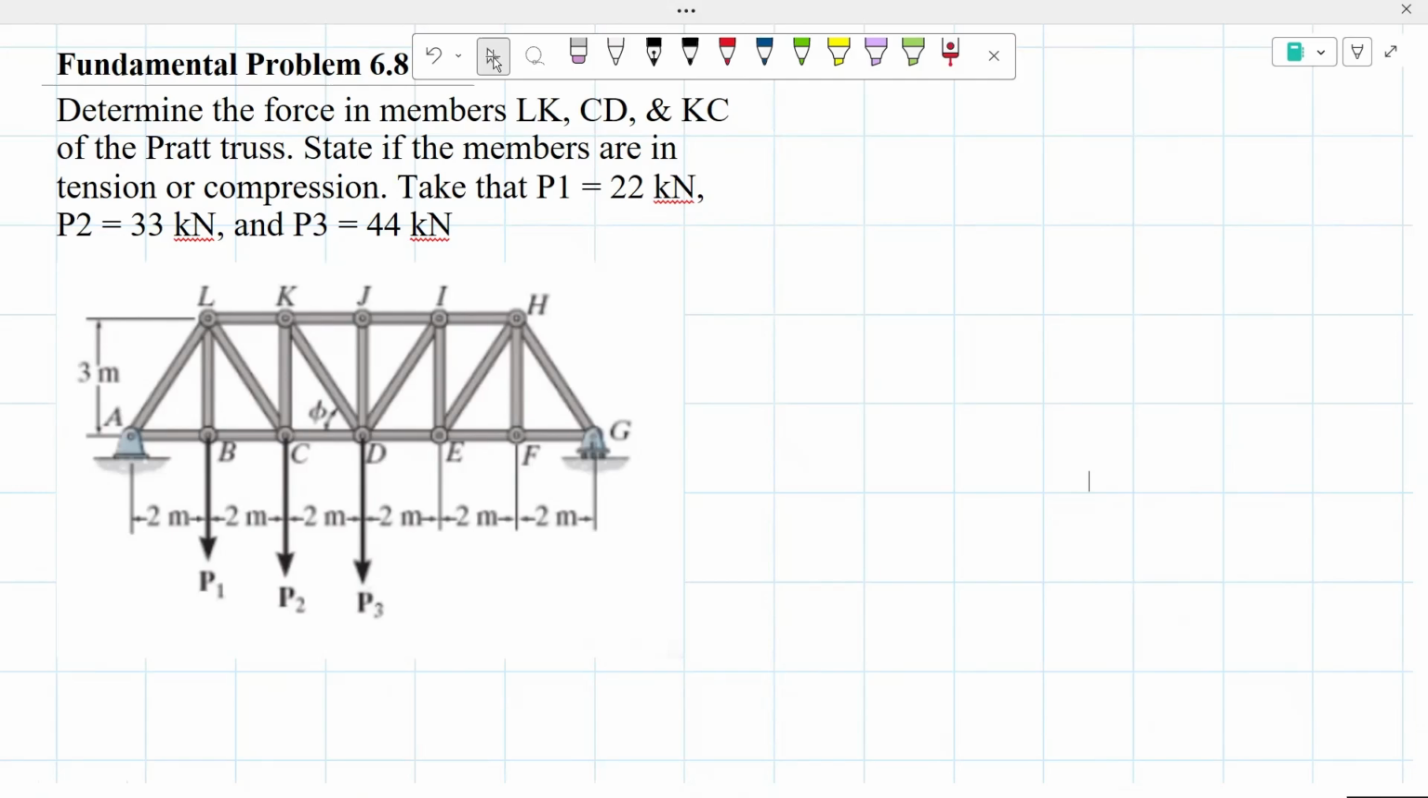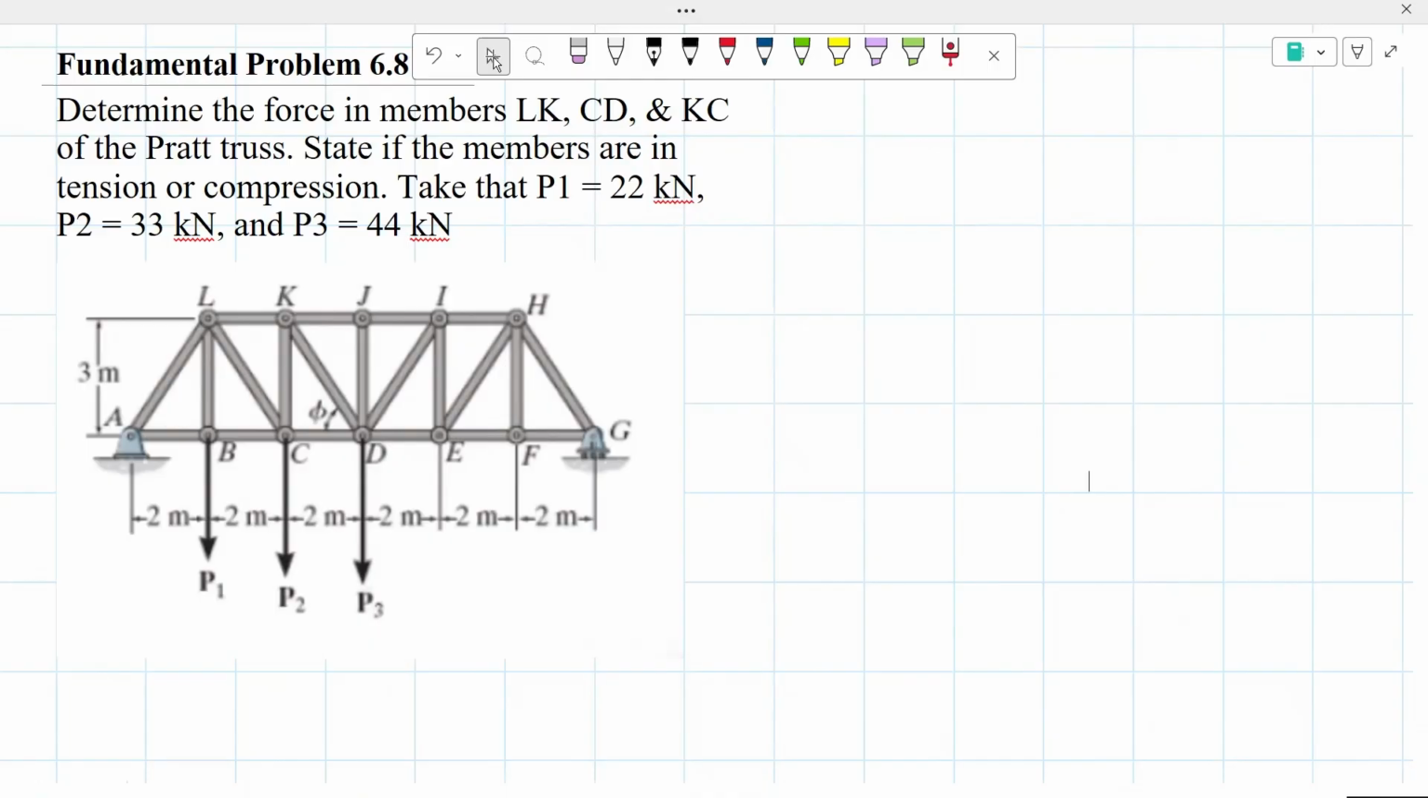Hello everyone, today we're going to be working on fundamental problem 6.8, and this problem is saying to determine the force in members LK, CD, and KC of the Pratt truss. State if the members are in tension or compression, and to also take that P1 is equal to 22 kilonewtons, P2 33 kilonewtons, and P3 44 kilonewtons.